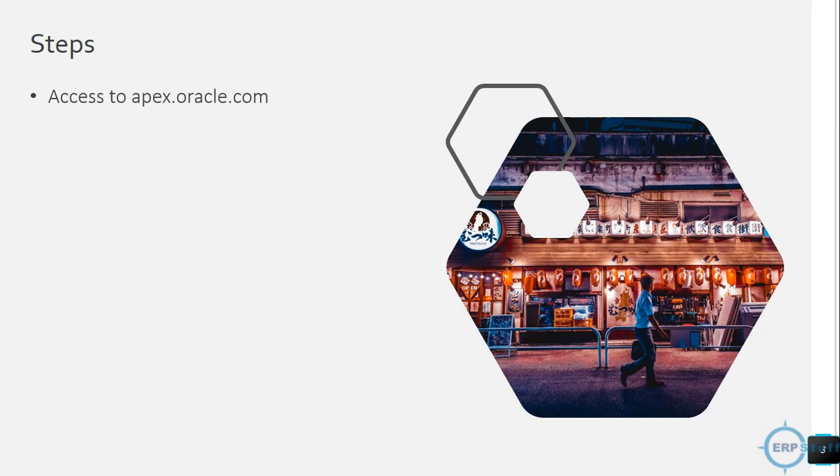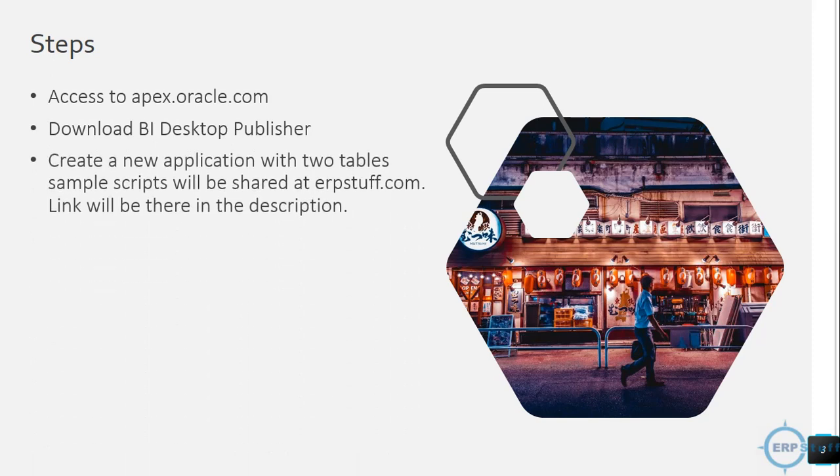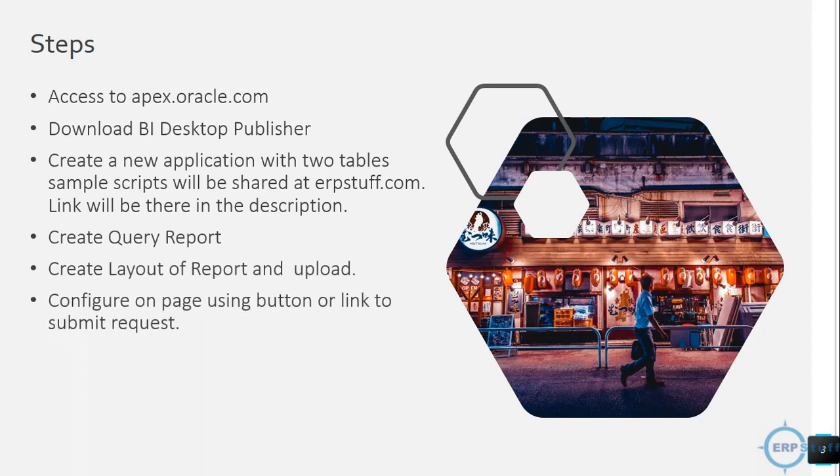In this you need access to apex.oracle.com, which I am going to use. Downloading the desktop publisher, creating emulation, we will be using two tables, master and detail, with some sample data, and we will be creating reports using create query report, and then we will design layouts using Microsoft Word, and we will configure this inside Apex by calling the report from a button or a link inside the report, and we'll take the output as a PDF, or you can take it in Excel or XML. There are different formats.